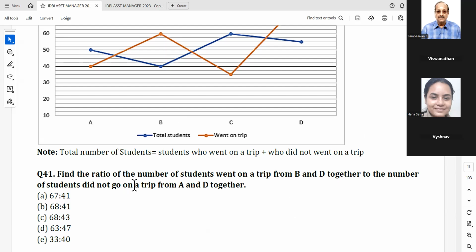Find the ratio of the number of students who went on a trip from B and D together to the number of students who did not go on a trip from A and D together.